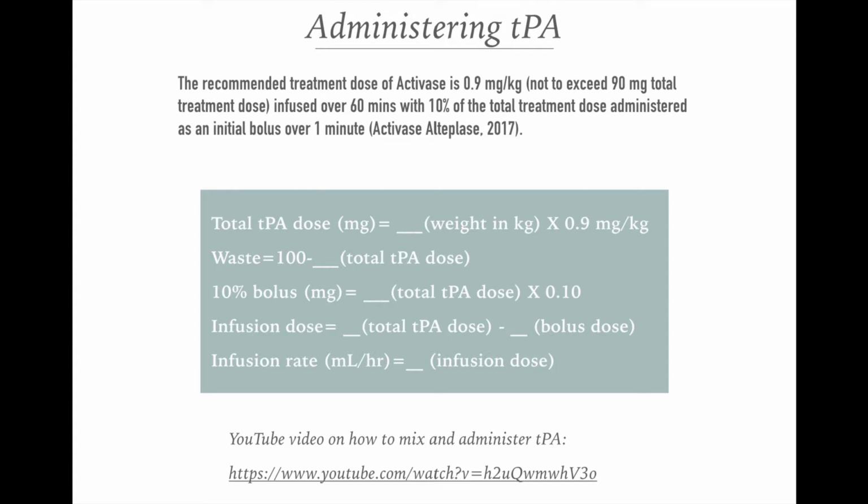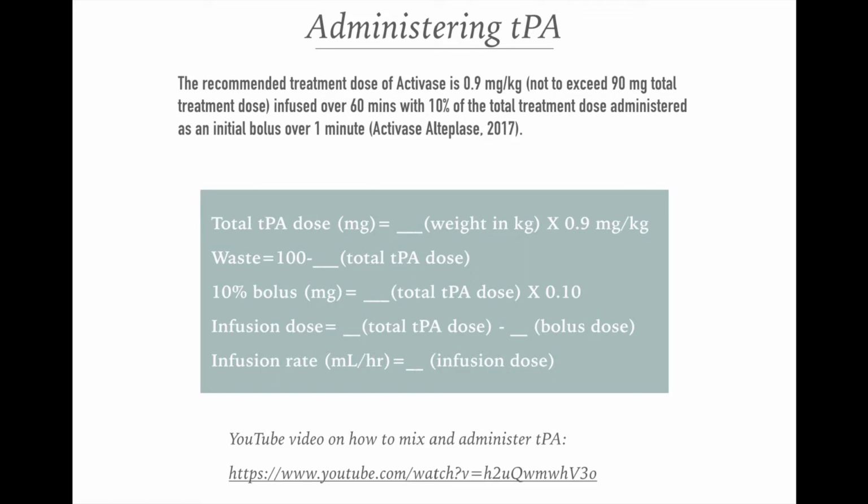So take 100 minus the total TPA dose to know how much to waste from the vial. Next, you will need to give 10% of that total dose as a bolus. So take your total TPA dose times 0.1. Remember, this is a 1-to-1 ratio. So if you get 5 milligrams, then you'll be giving a 5 ml bolus.